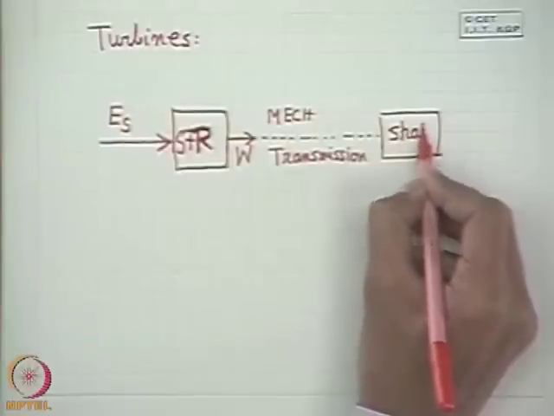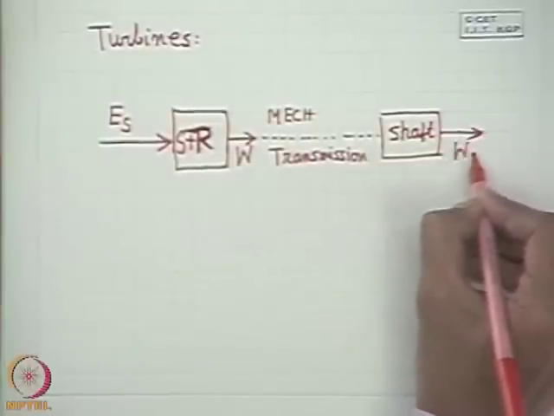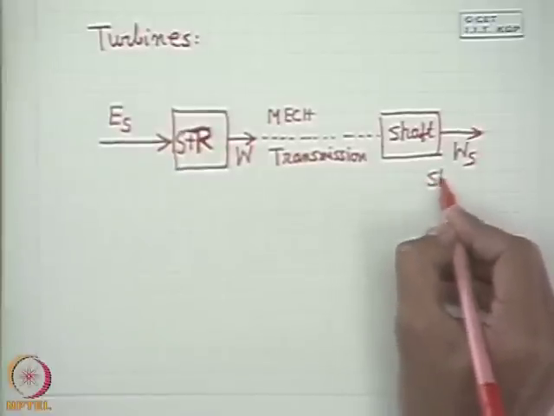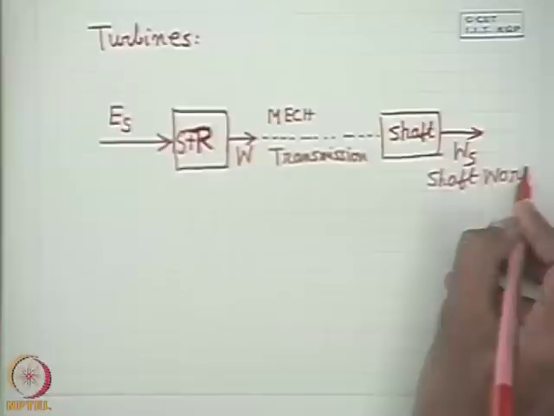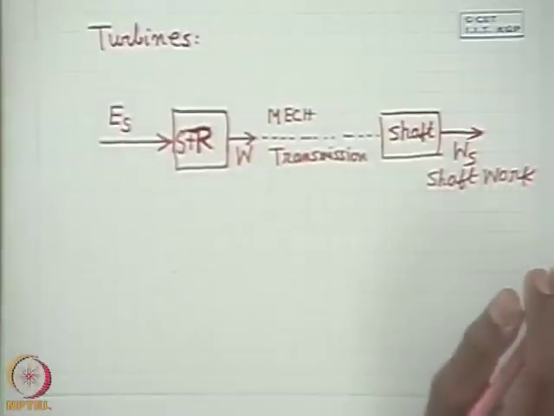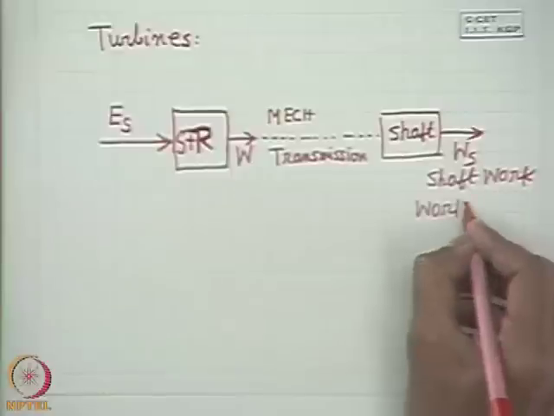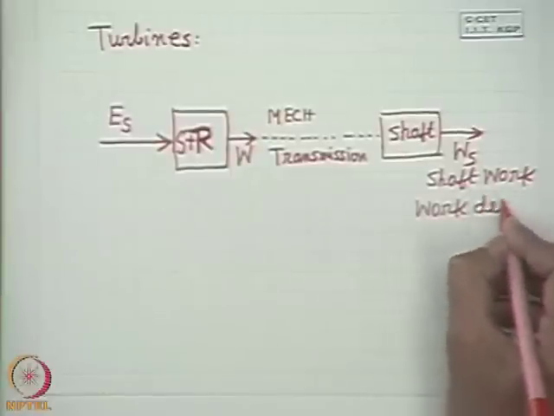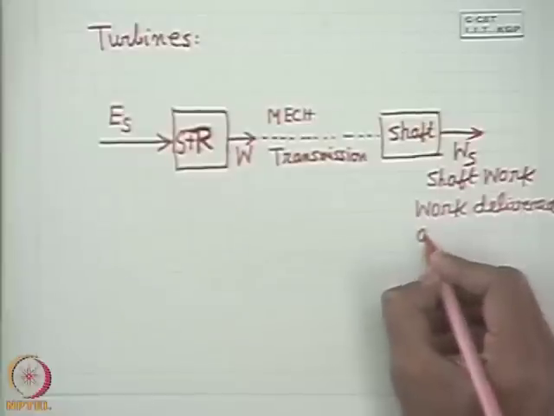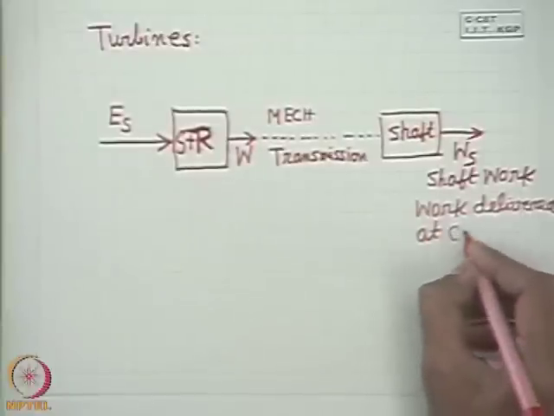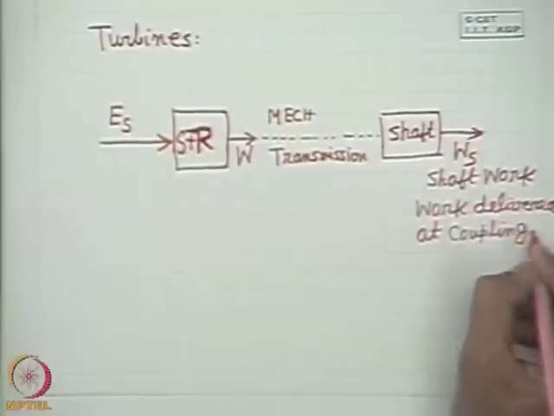It goes to the shaft, and the shaft gives the work WS, that is the shaft work, or this is the work delivered at the shaft coupling, that means the work delivered at this shaft coupling.